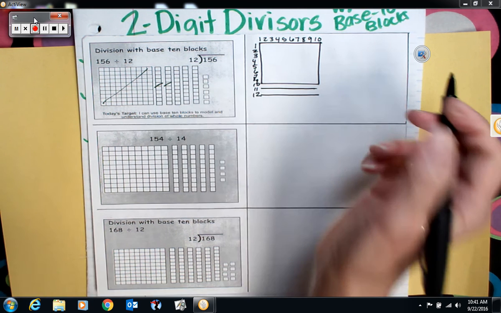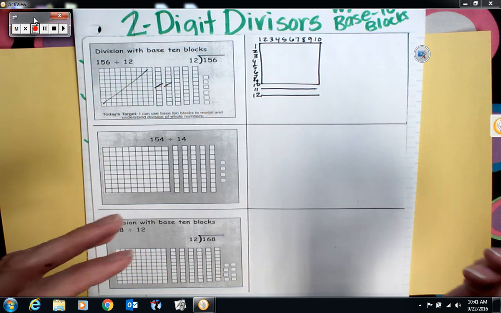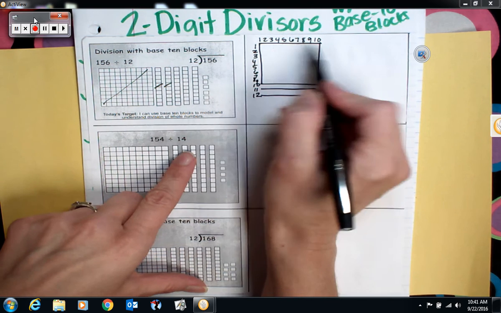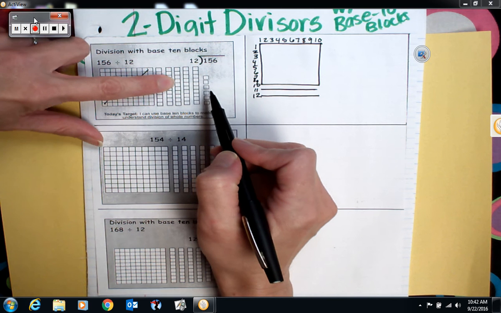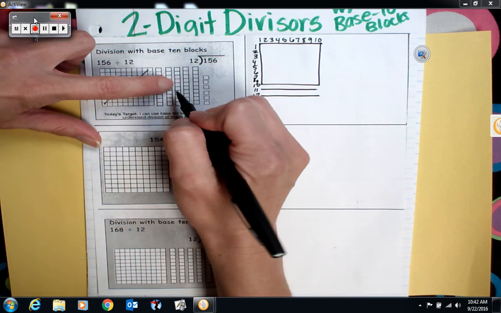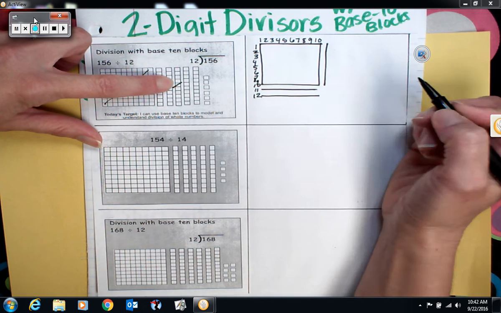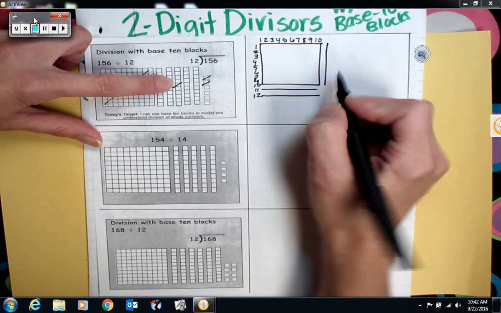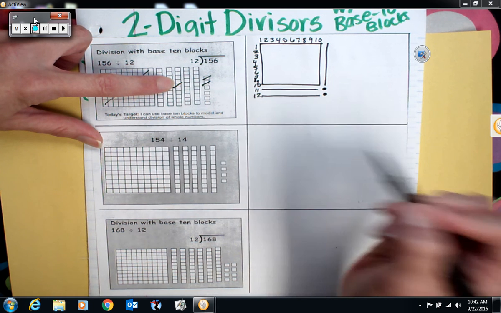Okay, because that square is a 10 by 10 square. Okay, so I have 10 columns of 12, and I have these blocks left that I have to put into a column. So I'm going to take this 10 and start to make an 11th group of 12. And then I can use 2 of these ones to make another group of 12. And I'm going to cross them off as I use them.